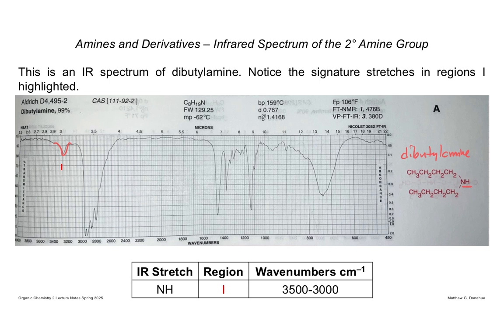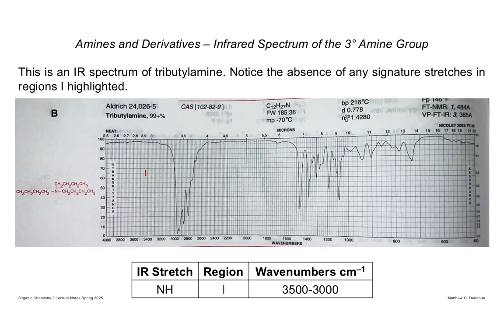And so I think the last one is just tributylamine. You're removing the NH completely. So tertiary amine, no NH group, so there's nothing there. So to me, that IR is not terribly diagnostic of anything. You'd have to get mass spec information.